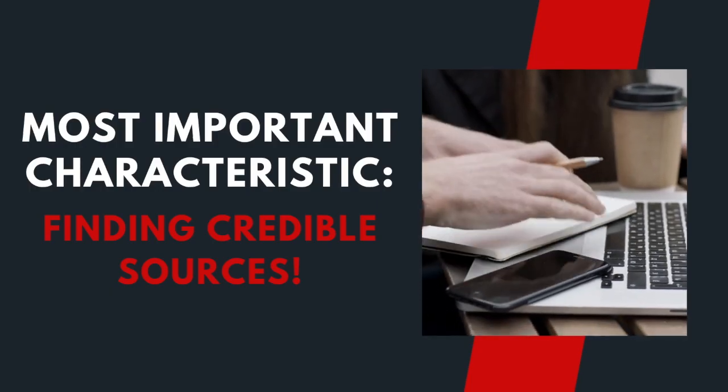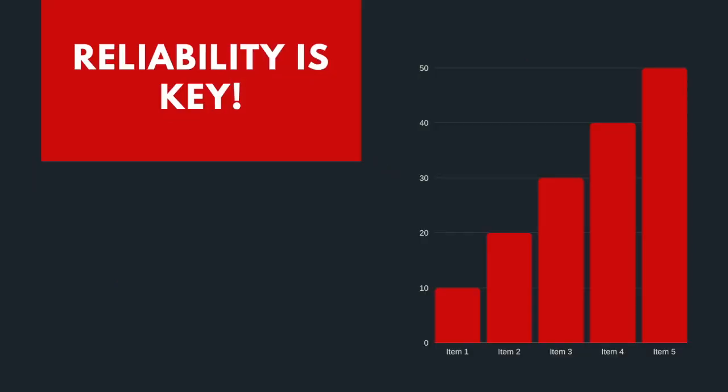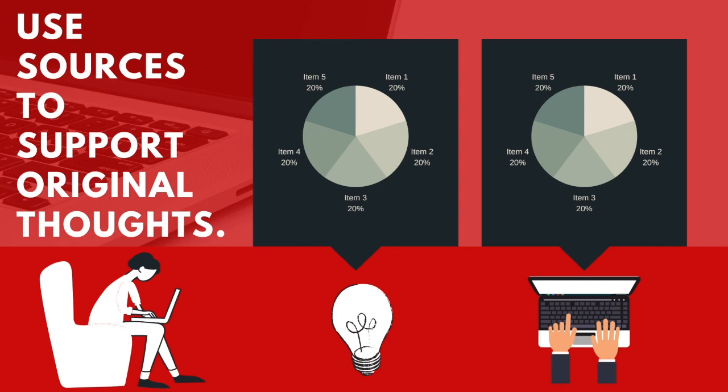Though it is important that your writing is original, you must use credible sources and do proper research before writing an academic piece of work. It is important that you have some reliability and validity in your writing. Therefore, you must use credible sources to support your original thoughts.